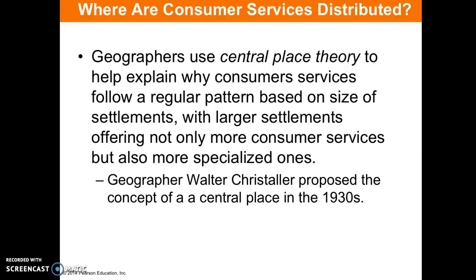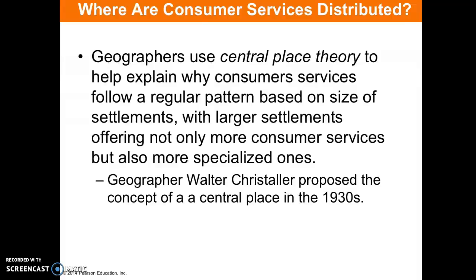Central place theory is going to explain why consumer services follow a regular pattern based on the size of the settlement. Larger cities have more consumer services and also more specialized ones. A smaller area, like a small town, might still have a grocery store, but it may not have many. Smaller areas will have fewer Whole Foods than Publix's in Florida. If you want to go to a mall, you won't have a mall in every single city. You don't have tuxedo rental places in every single town or city. So some things have a larger range than others.